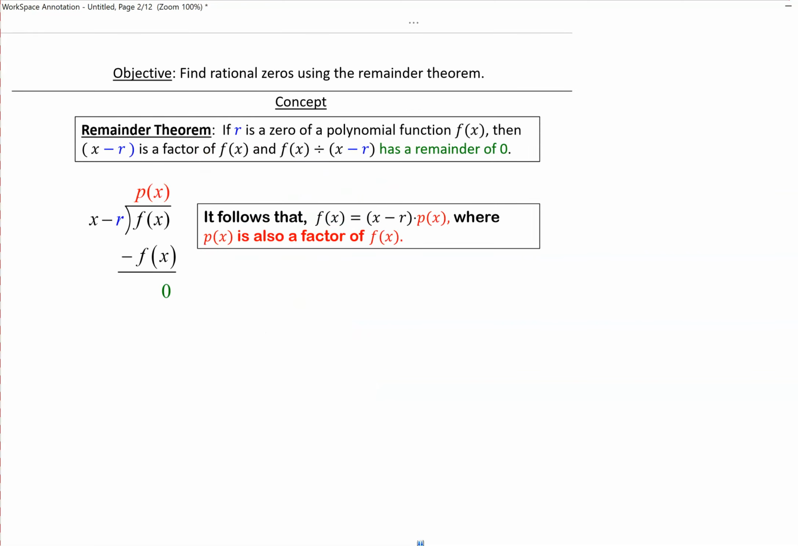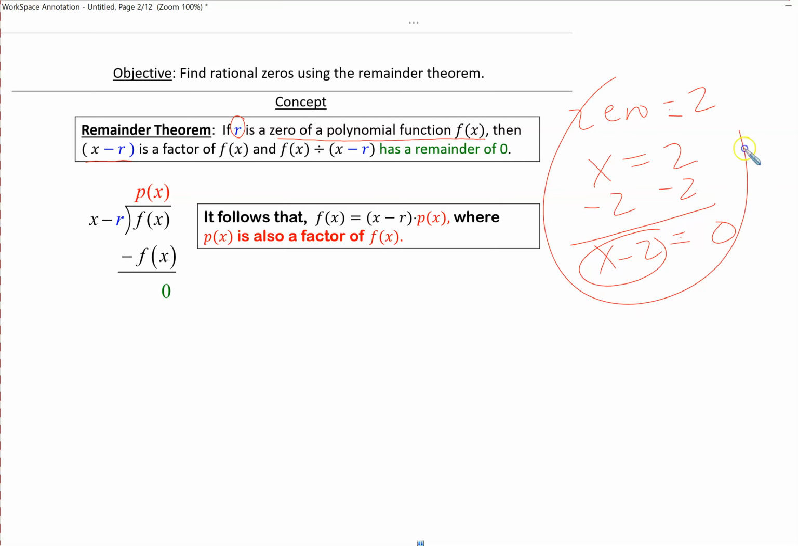So here is the remainder theorem written out mathematically. So we're looking at if we know that r, which is a number, is a zero of a polynomial function here called f of x, then x minus r is a factor of that function. We've done that before. Like if we know that we have a zero that's equal to 2, then we know that's a value of x, and we can work backwards towards getting the factor of the function that zero came from. In this case, x minus 2 over here in my little example. That's what this is talking about.